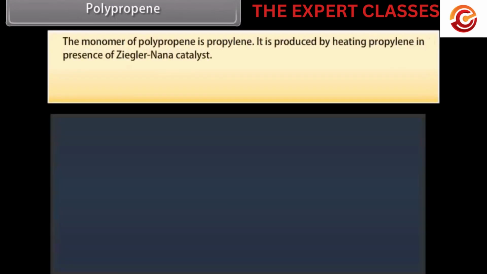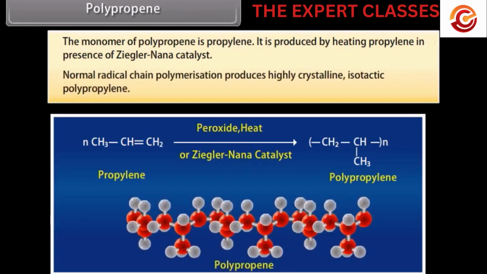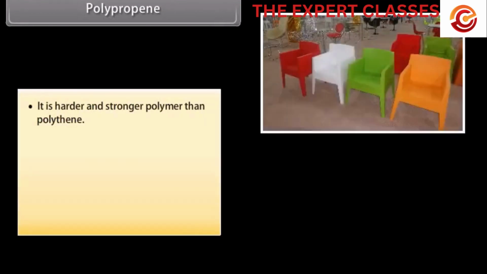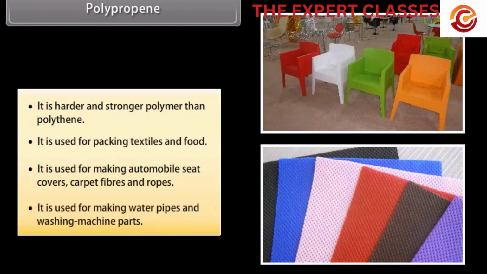Polypropene. The monomer of polypropene is propylene. It is produced by heating propylene in presence of Ziegler-Natta catalyst. Normal radical chain polymerization produces highly crystalline isotactic polypropylene. It is a harder and stronger polymer than polyethylene. It is used for packing textiles and food. It is used for making automobile seat covers, carpet fibers and ropes. It is used for making water pipes and washing machine parts.